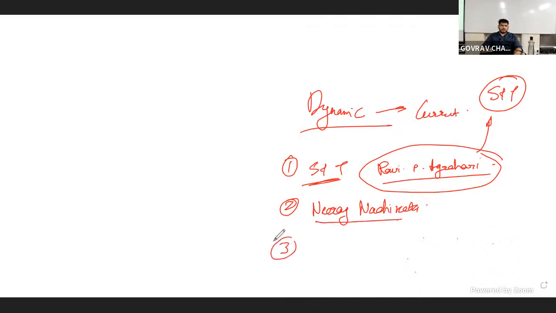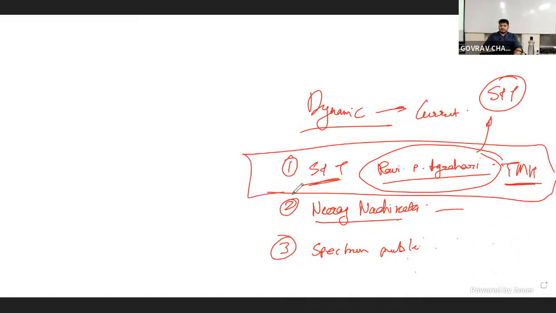And third is बहुत old हो गया अब कोई refer नहीं करता, but if still you want an alternative then it is Spectrum Publication Science and Technology Development. Spectrum Publication, I don't remember the author's name, but Spectrum Publication. This is TMH Tata McGraw Hill, and this is some different publication, but this book is the best of this series.